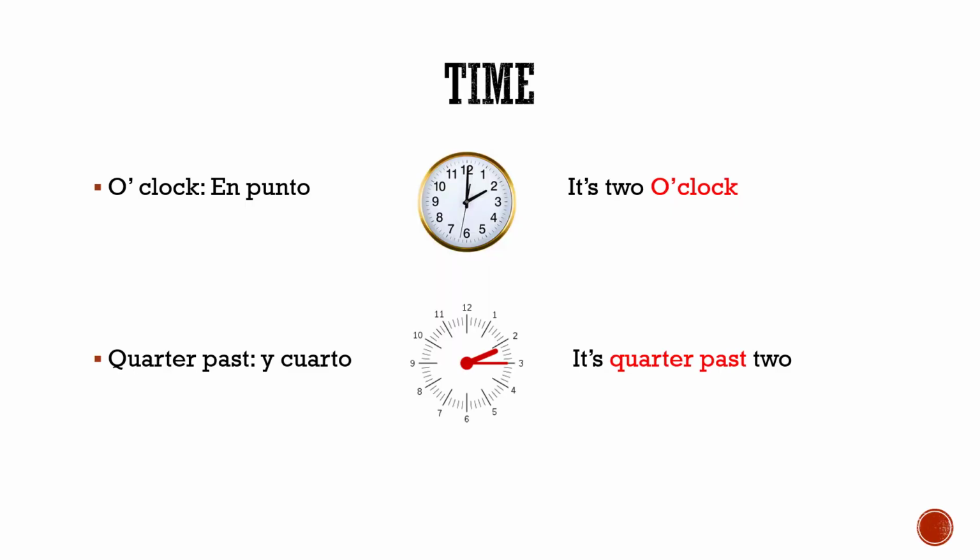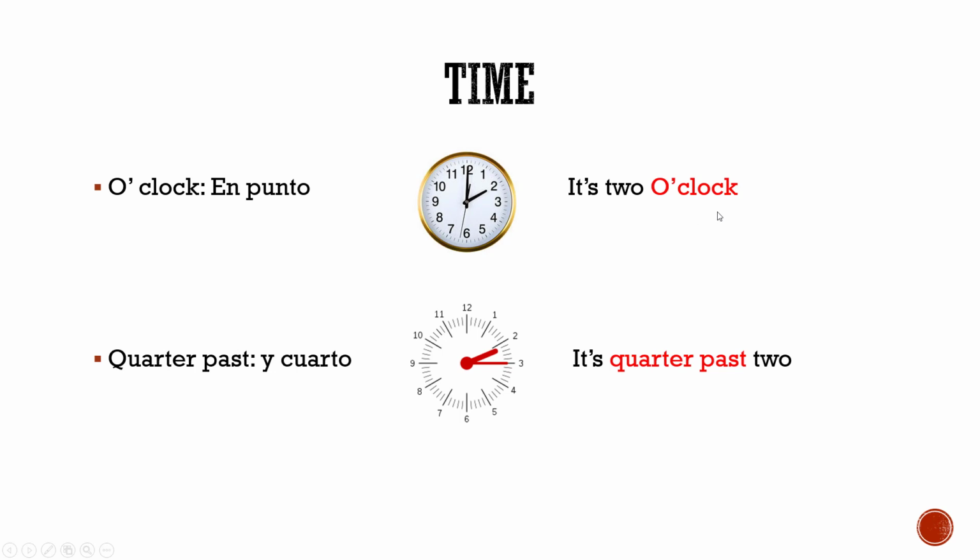Okay, before we continue with the lesson, I'm going to explain to you the use of 4 different ways to tell the time in English, okay? So pay attention. The first one is o'clock, in Spanish, en punto. Look at this clock. It's 2 o'clock. Son las 2 en punto.